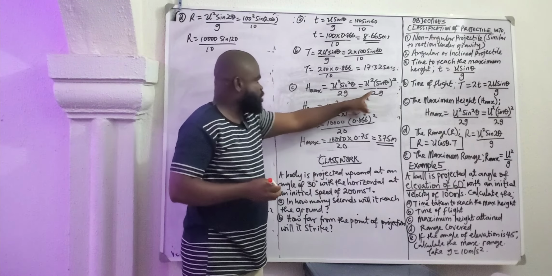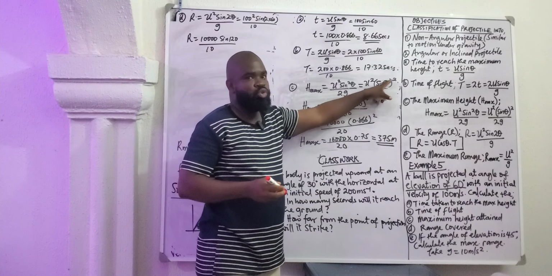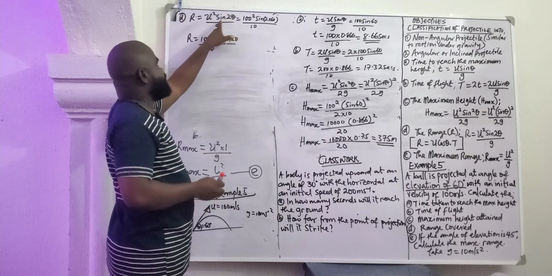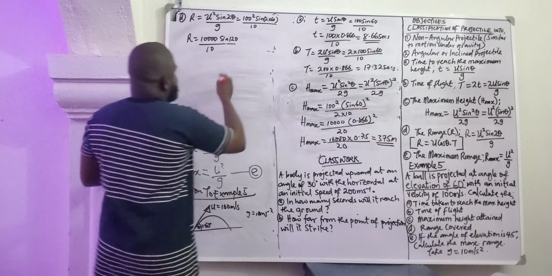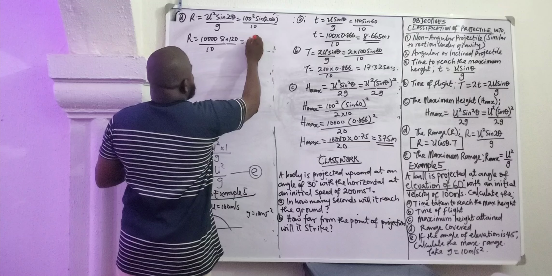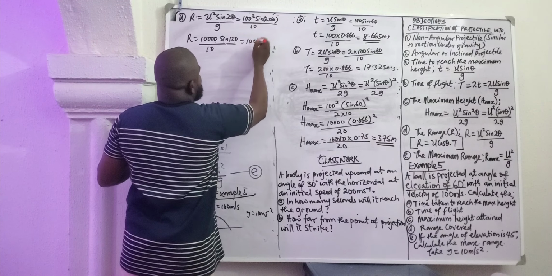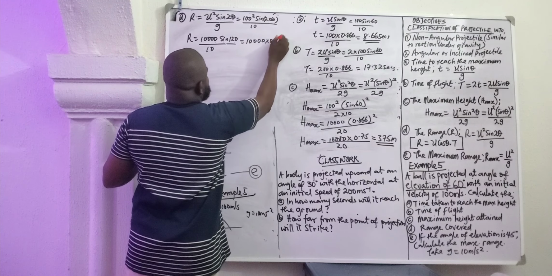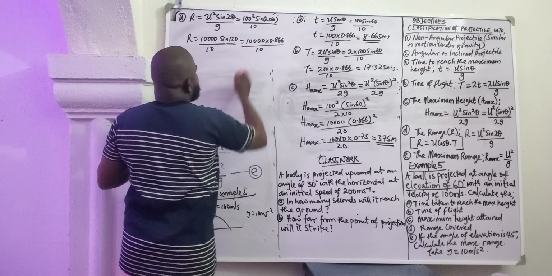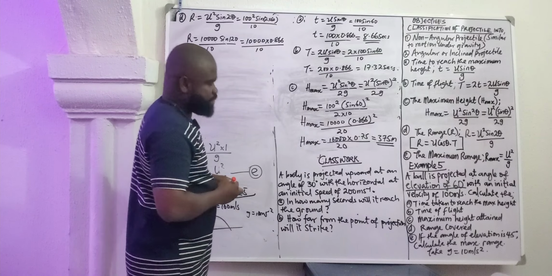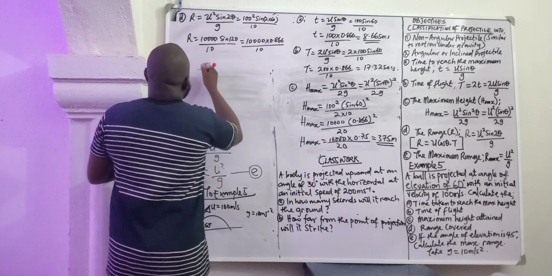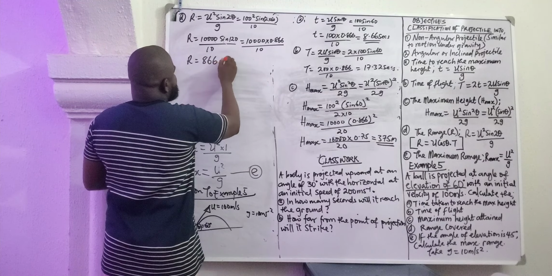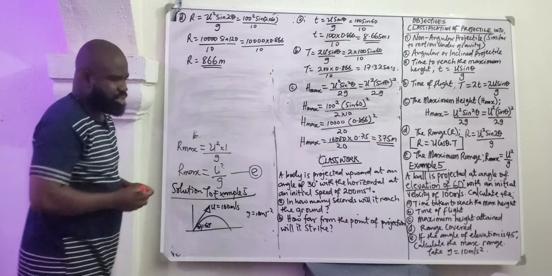So that is different from this. This one is you take sine of the angle first, then you square the value. But this one is you multiply the angle by 2 first before you take the sine. So you get that clearly. So this gives me 1,000 times 0.866 divided by 10. So that will give us that the range is 866 meters. Horizontal distance, range, is in meters.